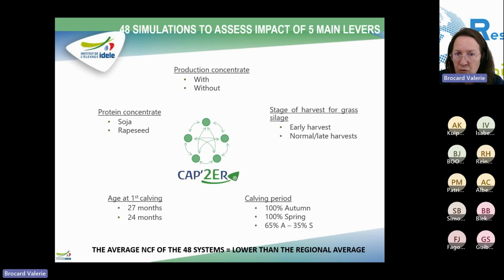Second lever is the use of production concentrates over this balance energy and protein for the diet. So keeping the protein concentrate or without protein concentrate. Third lever is the stage of harvest for grass silage. We have a small share of grass silage in our winter diets. So we can go on harvesting grass silage like most of the farmers, or we can try to have only early harvest to increase the quality of the grass silage.